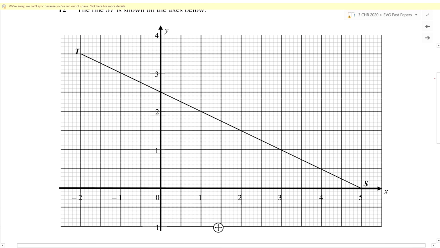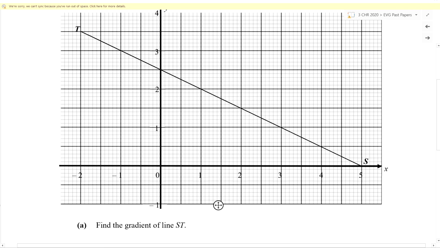Find the gradient of this line. You get to choose 2 points, any 2 points you like. For example, I will choose this point over here, and this point. Just to make my life more difficult, I have to count more squares, but to demonstrate to you that this can be done.